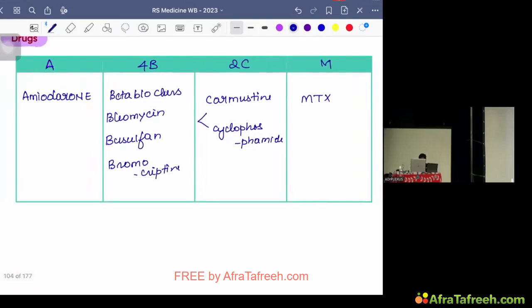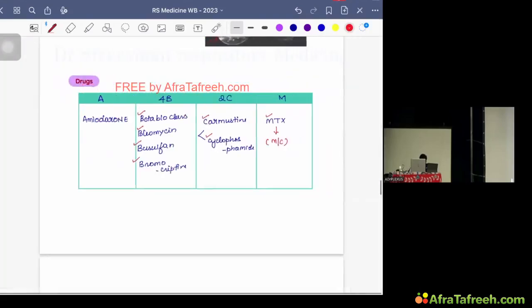Out of these causes, what is the most common drug which can cause pulmonary fibrosis? Methotrexate is the most common drug which can cause pulmonary fibrosis. So: amiodarone, beta blockers, bleomycin, busulfan, bromocriptine, carmustine, cyclophosphamide, methotrexate. Out of these, methotrexate is the most common drug which will cause pulmonary fibrosis.